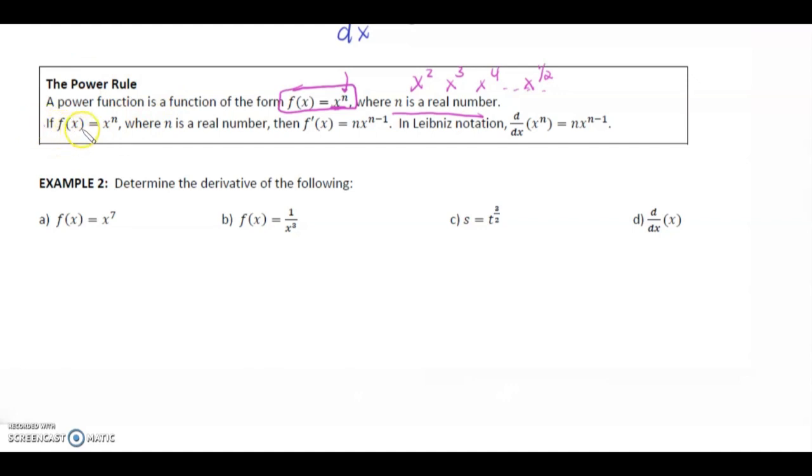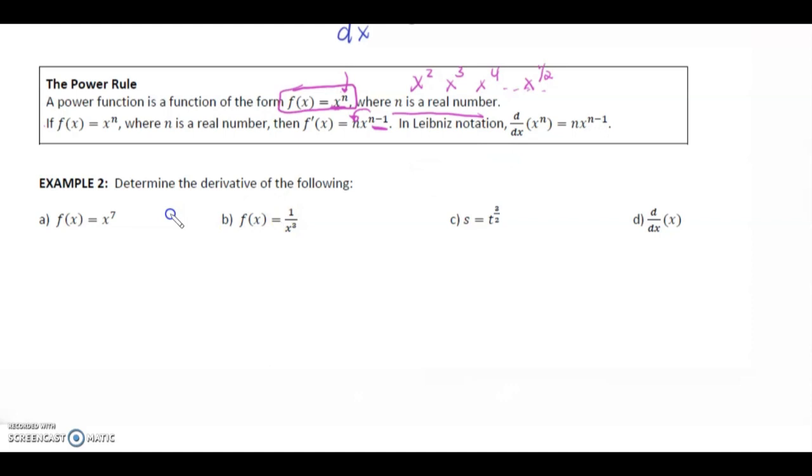So if f at x equals x to the n, where n is a real number, then for the derivative, we're going to bring this number n down in front and multiply n by the coefficient, and then we're going to subtract 1 from the power. In Leibniz notation, it's d by dx of x to the n equals nx to the n minus 1.